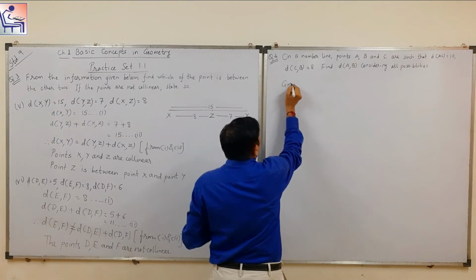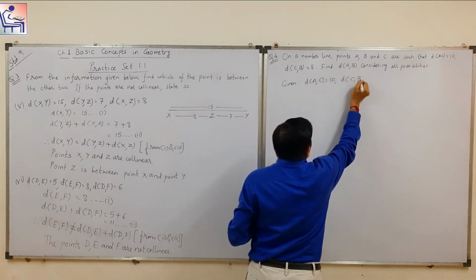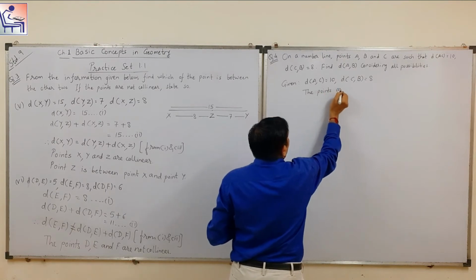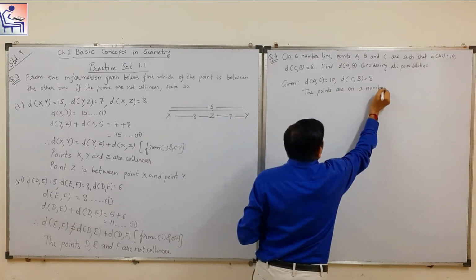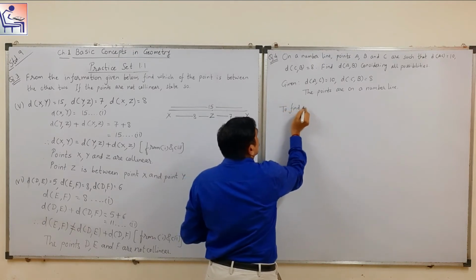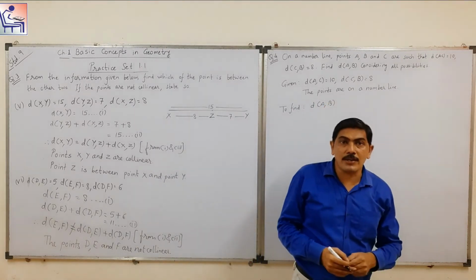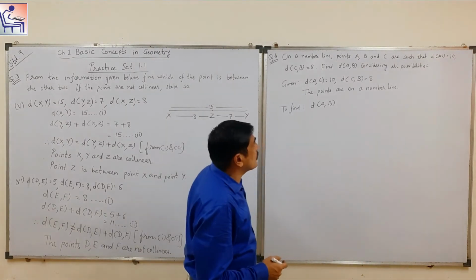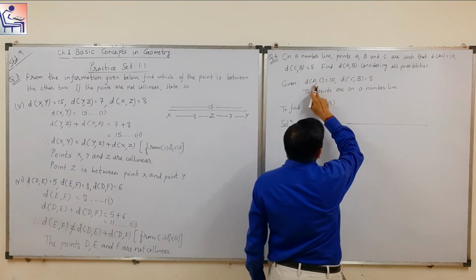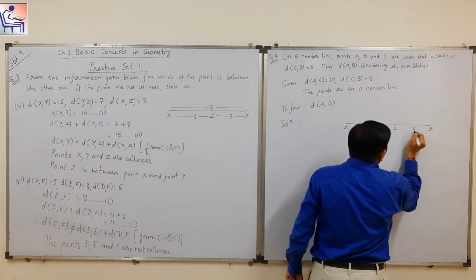What is given to you? Distance AC is equal to 10, distance CB is equal to 8 and the points are on a number line. It means they are collinear. Now we have to find out distance AB. So considering all possibilities, we have to find out distance AB. First, we will consider the distance AB. Here with the diagram, you can see that I will consider distance AC as 10 and distance CB as 8.